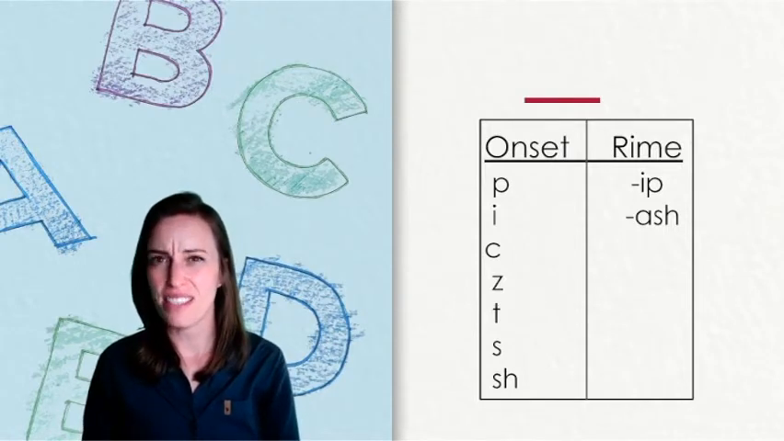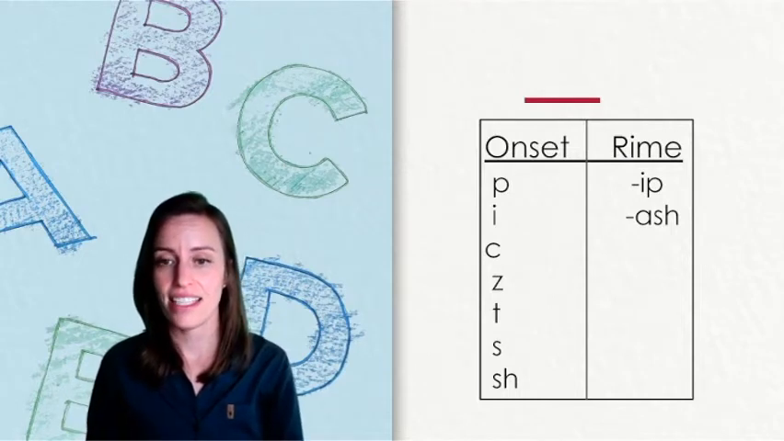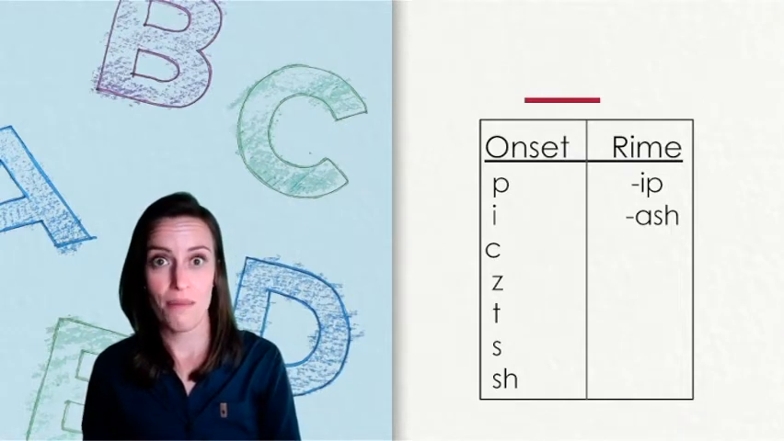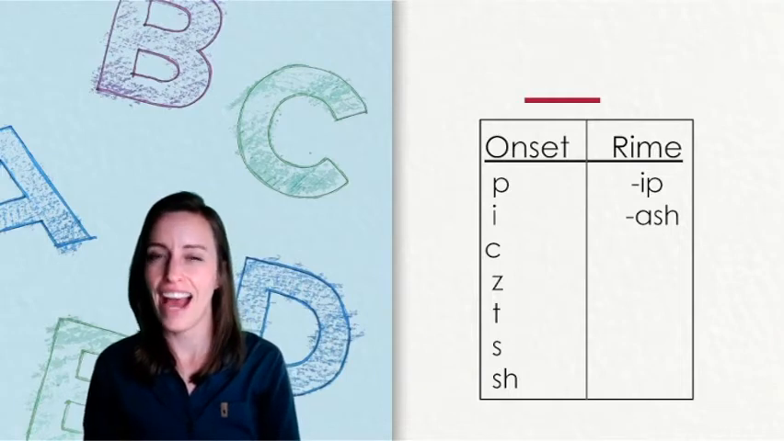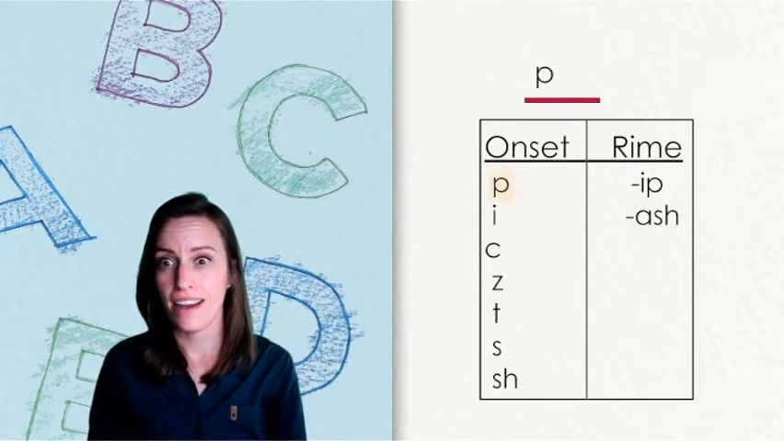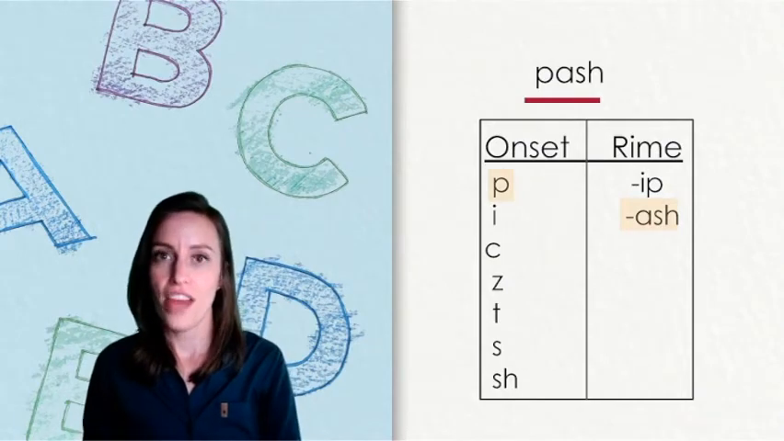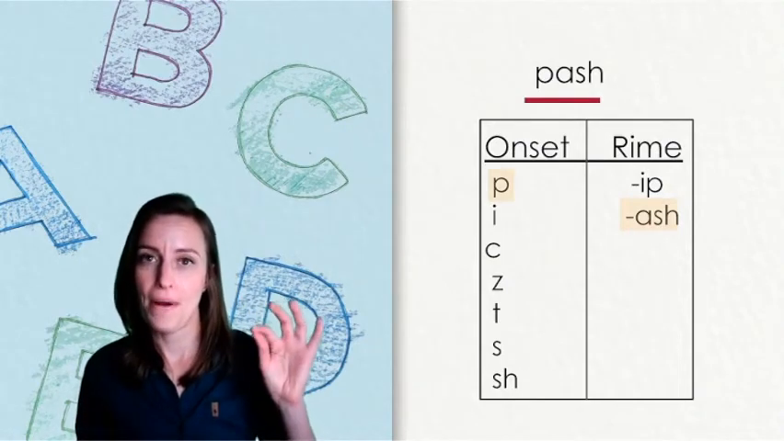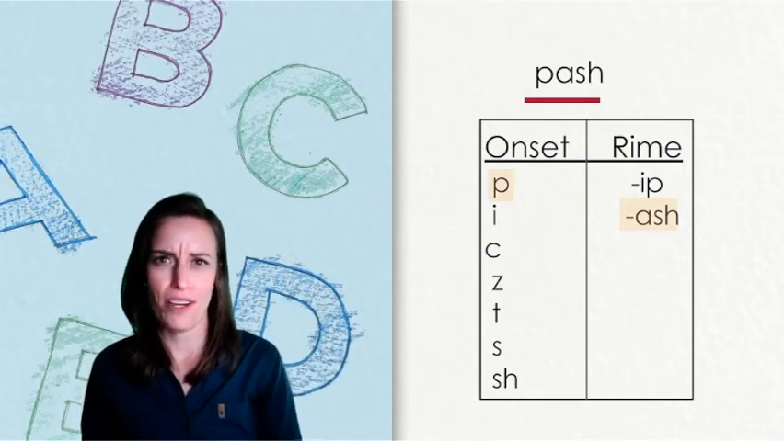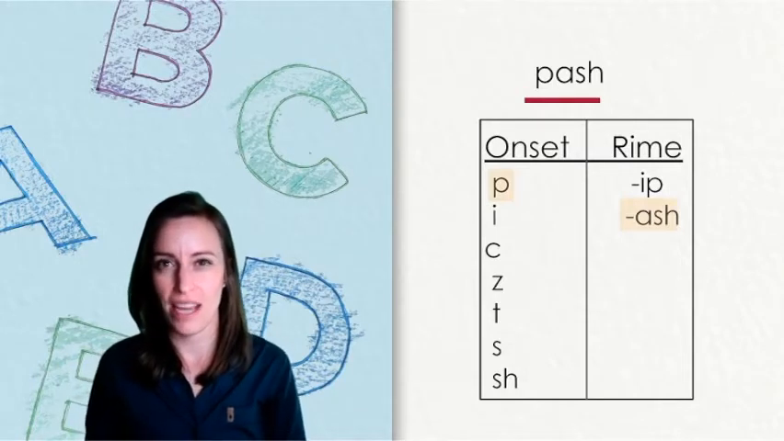Let's look at our choices for the onset or beginning sound. P, I, C, Z, T, S, and SH. For the rhyme, my choices are ip and ash. If I select the onset p in the rhyme ash, what did I make? That's right, pash, p-ash. Is that a real word? No, but thanks for sounding out that nonsense word with me.